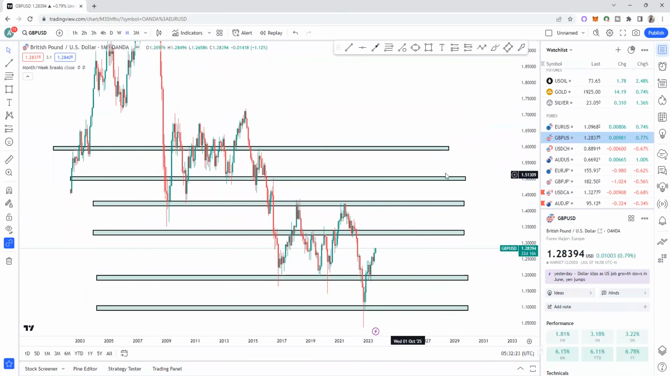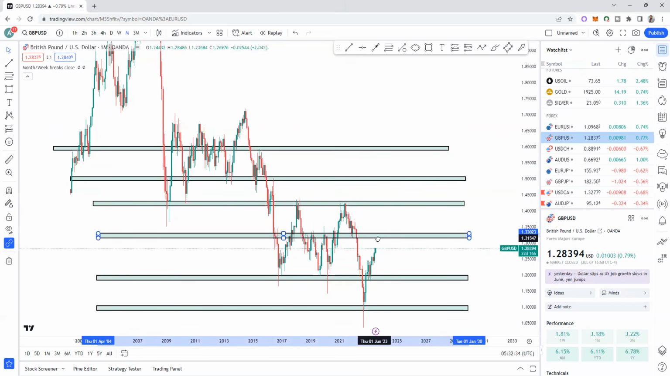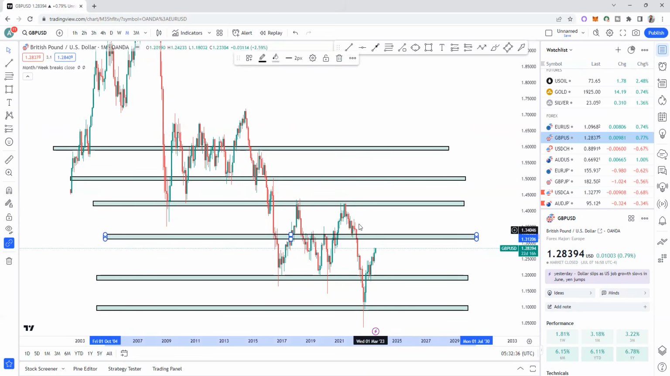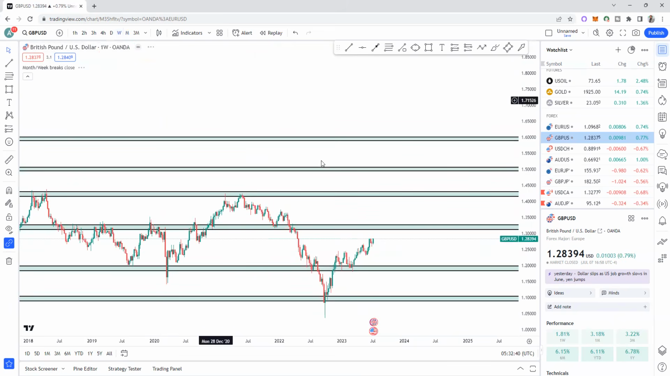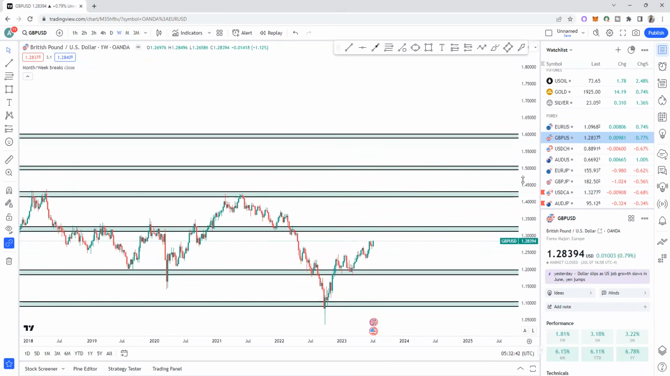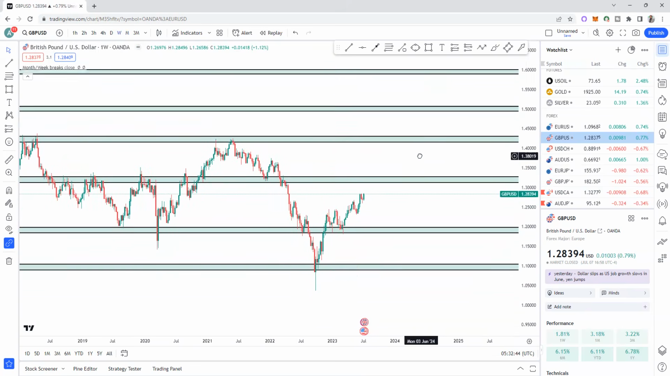All right. So once we have established these major support and resistance zones, what we now want to do is go to the lower time frame. Okay, before we do that, let me push this down a little bit. I think that's okay. So now we go to the weekly time frame. On the weekly time frame, you can see the way it's looking so beautiful, right?